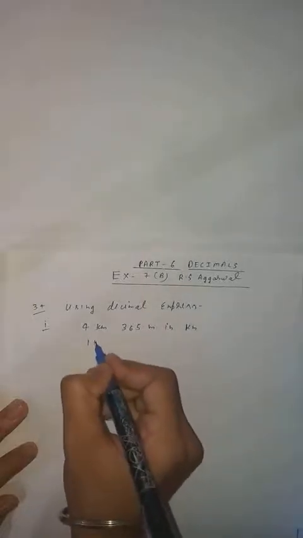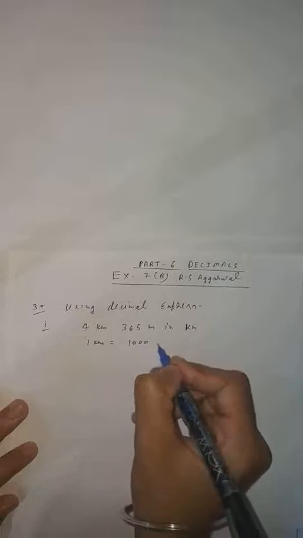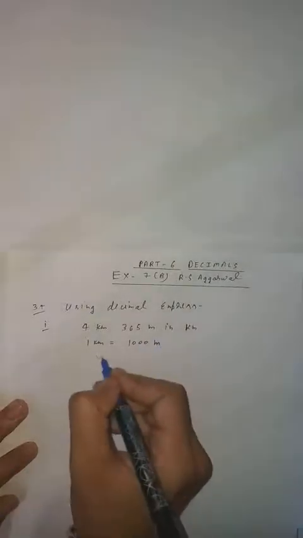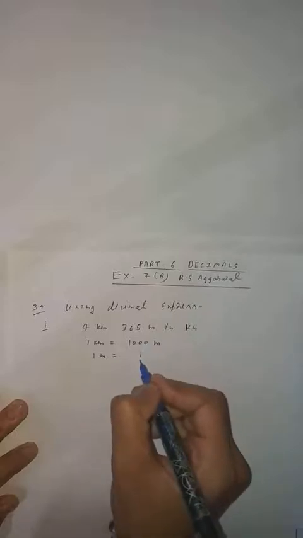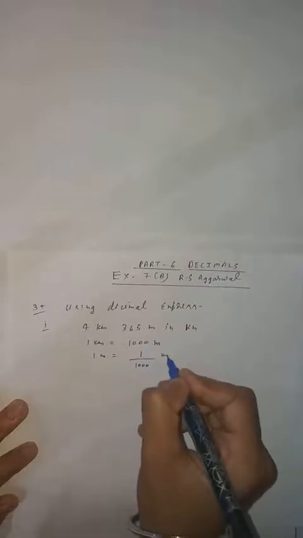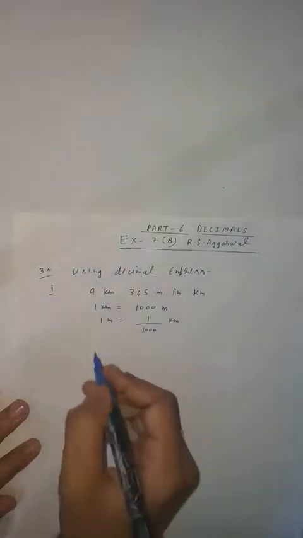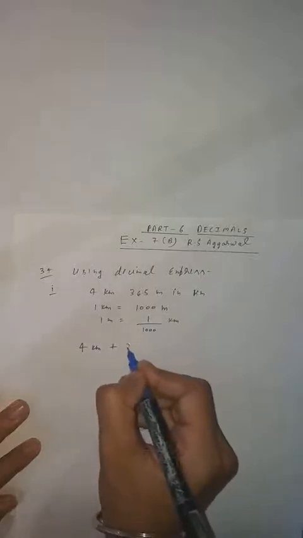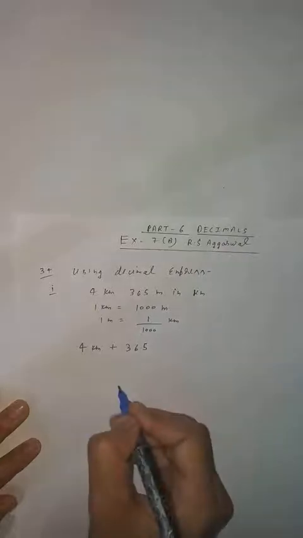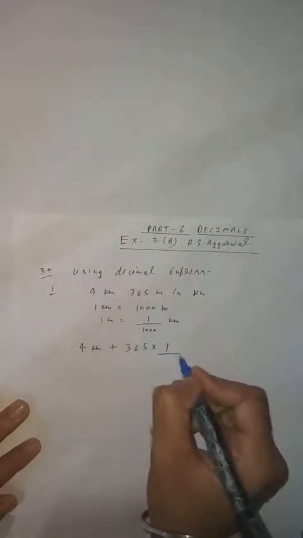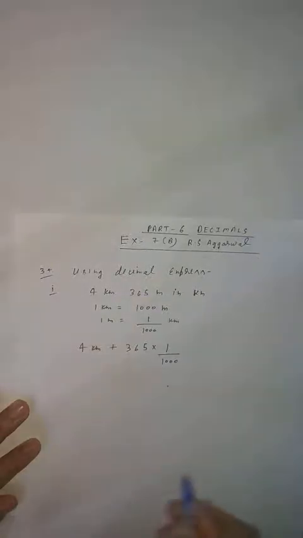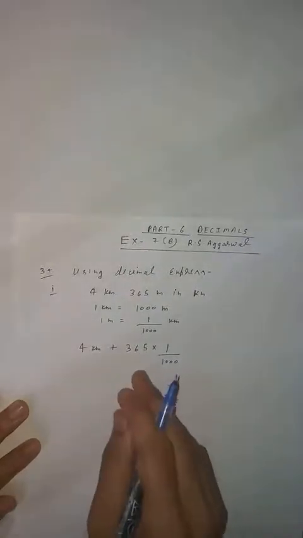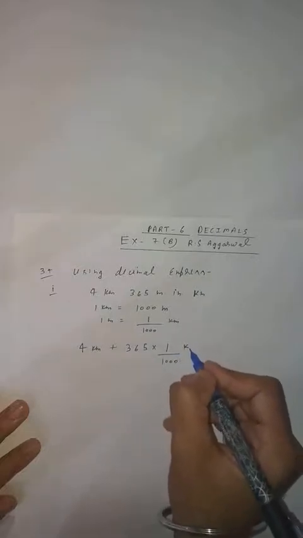You know that 1 kilometer equals 1000 meter. So 1 meter equals 1 upon 1000 kilometer. I have explained this many times. Now 4 kilometer is given, so write down 4 kilometer as usual, plus 365 meter is given. To convert it into kilometer, you will multiply by 1 upon 1000, and it will come in kilometer.